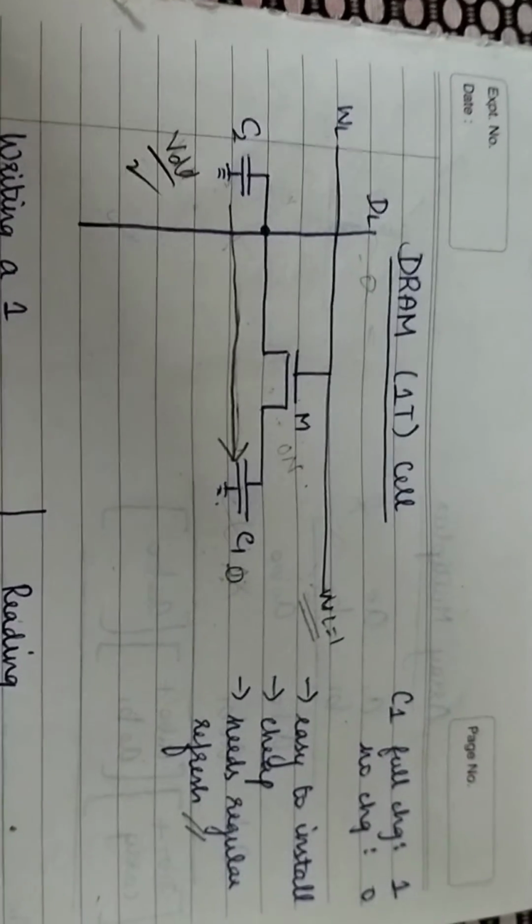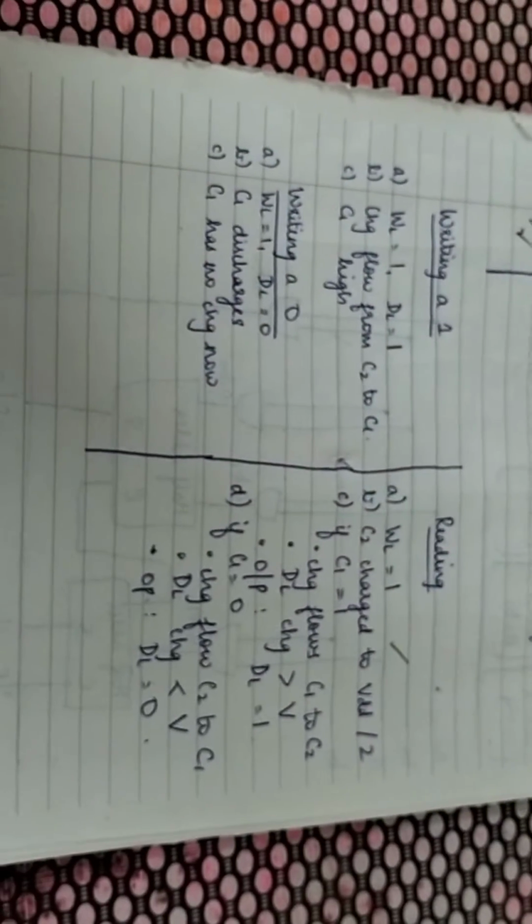So you can then take it and connect it to an adder or subtractor or whatever you want and perform the operations required. So that is a dynamic RAM 1 transistor cell for you.